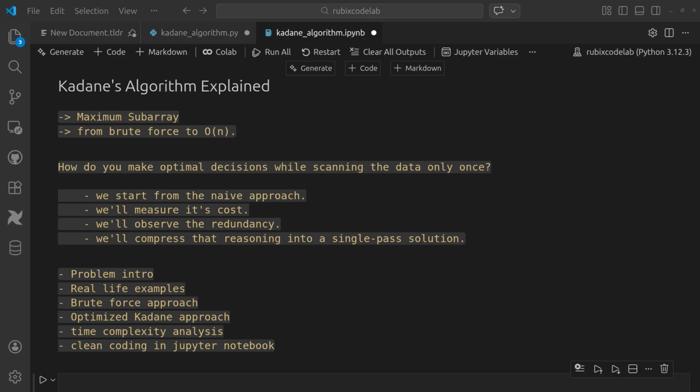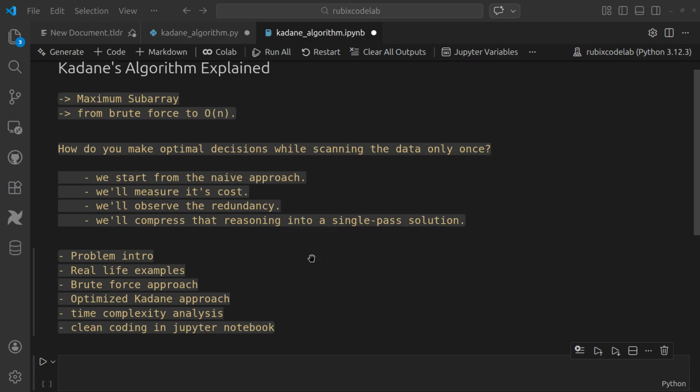We'll start from the naive approach, we'll measure its cost, we'll observe the redundancy, and then we'll compress that reasoning into a single pass solution. By the end, Kadane's algorithm won't feel like something you have learned. It feels like something you derived.